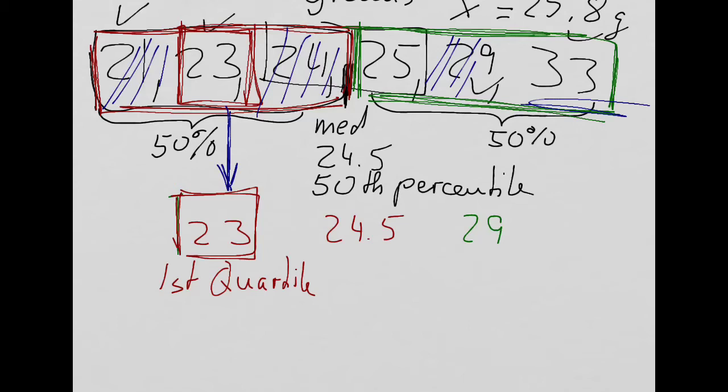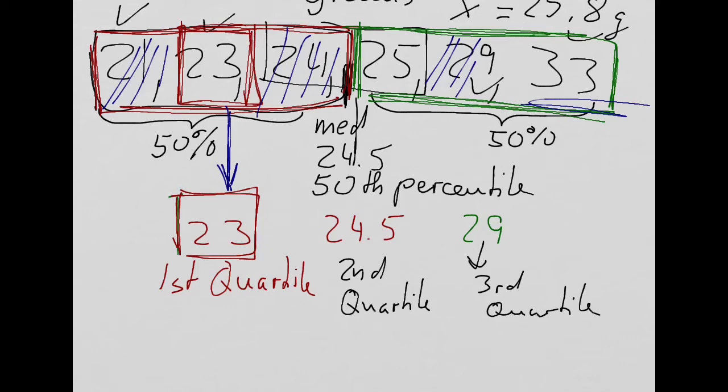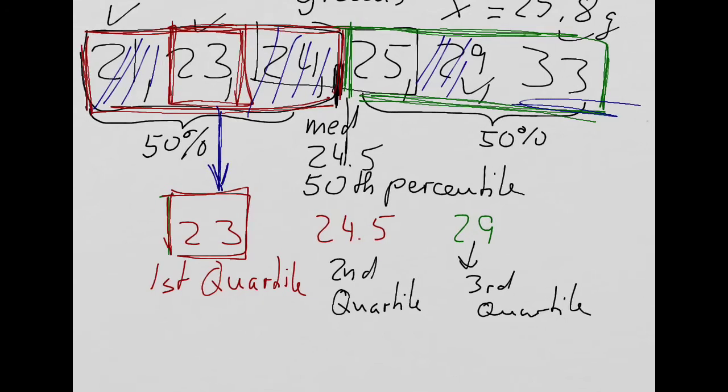Any guess what we call the median here? This would be the second quartile. And this guy here, this would be the third quartile. Right, now what we can do, and something pretty simple, we can say, okay, 23, that is our first quartile, 24.5, that is our second quartile, and 29, that is our third quartile.